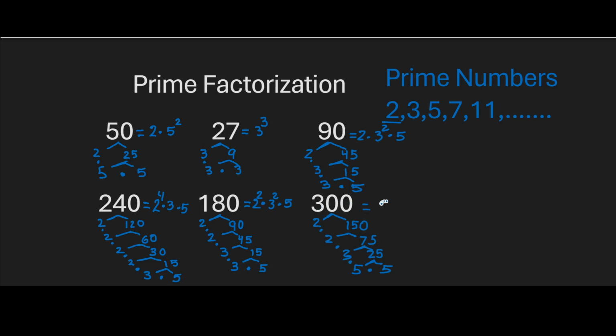So then the answer should be 2 to the second power. I have two factors. Then it will be times 3, and then times 5 to the second power. And that's how we're gonna get the answer. The answer is gonna be this right here, the prime factorization. Okay, and that's it.